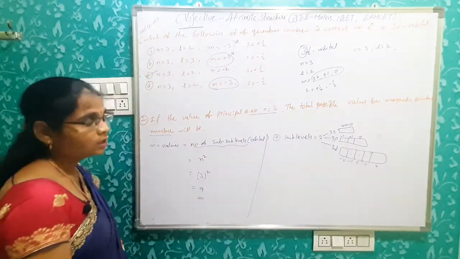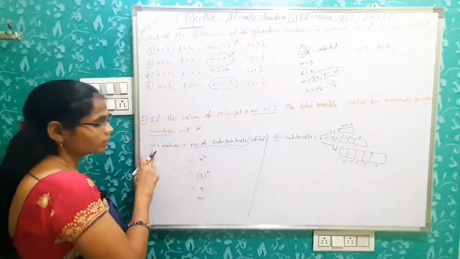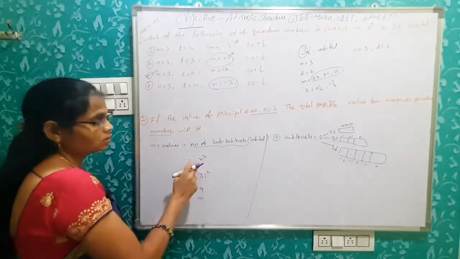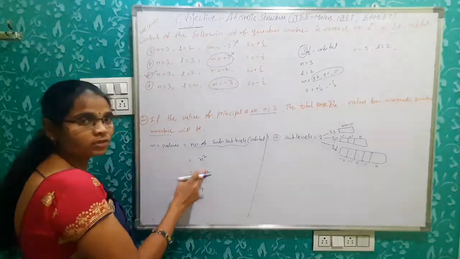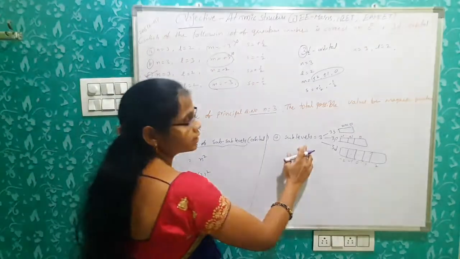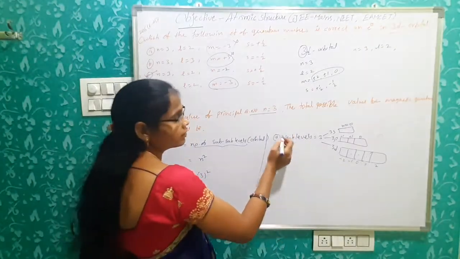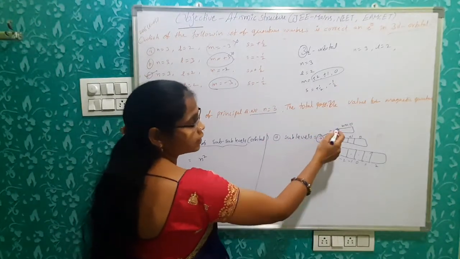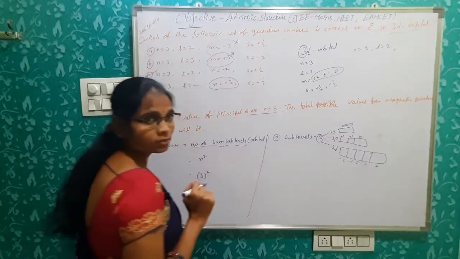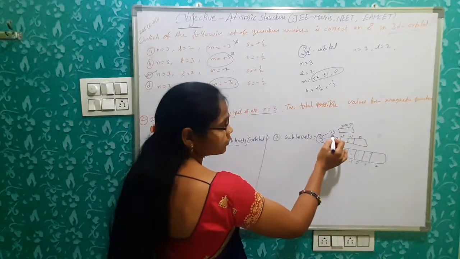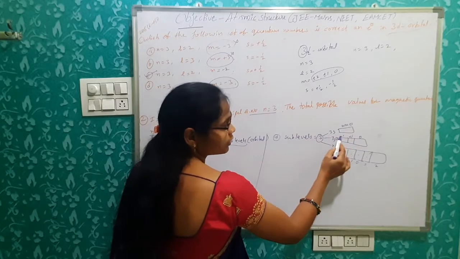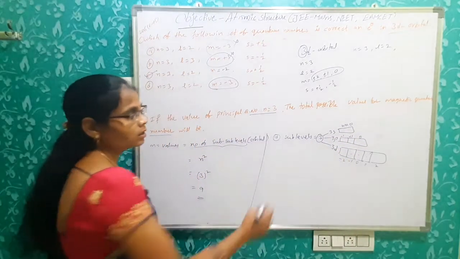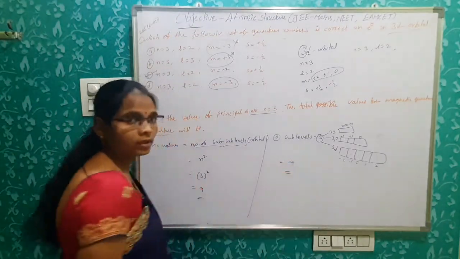Clear everybody? So simply the number of m values is nothing but the number of orbitals, that is n square, 3 square, nothing but 9. The number of sub levels is equal to the principal quantum number, 3 only. So they are 3s orbital, 3p orbital, 3d orbital. For s orbital m value is 0 only, p orbital minus 1, 0, plus 1, d orbitals 5 values. So total 9 values. Clear everybody?